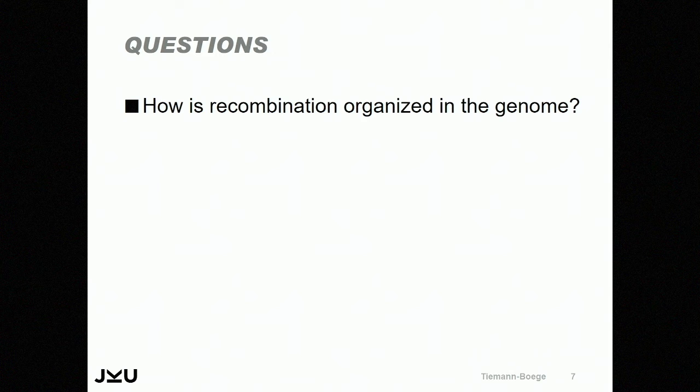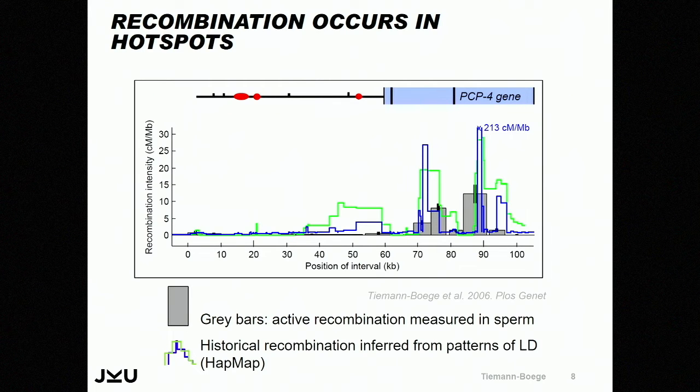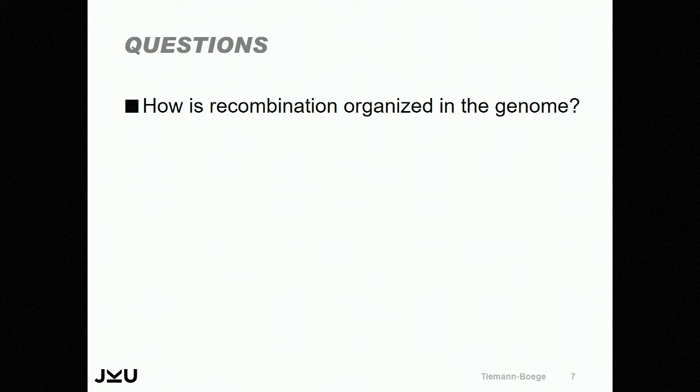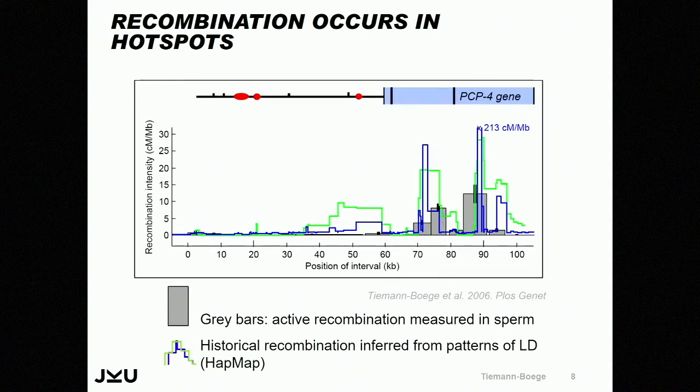So one of the first questions I tried to answer is how is recombination organized in the genome? Not only me, but the field. And as Simon already mentioned, recombination is localized in hotspots. When I started this work on recombination a long time ago, I took a random segment of the genome and measured it with sperm typing, and indeed I found some intervals having a high recombination event.